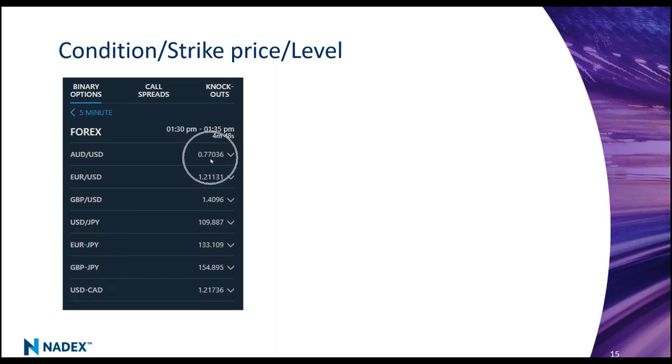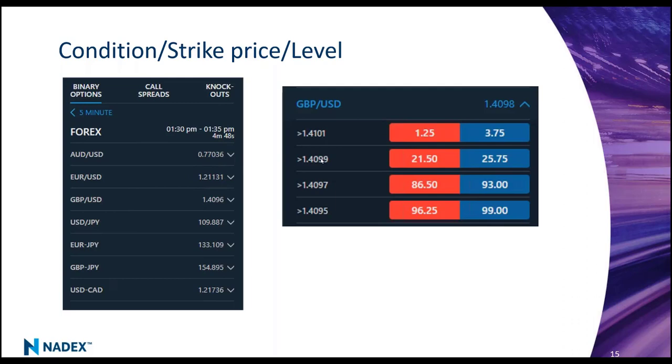And you'll see the indicative price of each one of these. And then inside each one, so here's the pound US dollar, we are going to offer you different conditions and the probabilities of any one of these being true. All right, I could see that currently the pound US dollar was trading at 1.4098. And the question was, would it be greater than 1.4099?